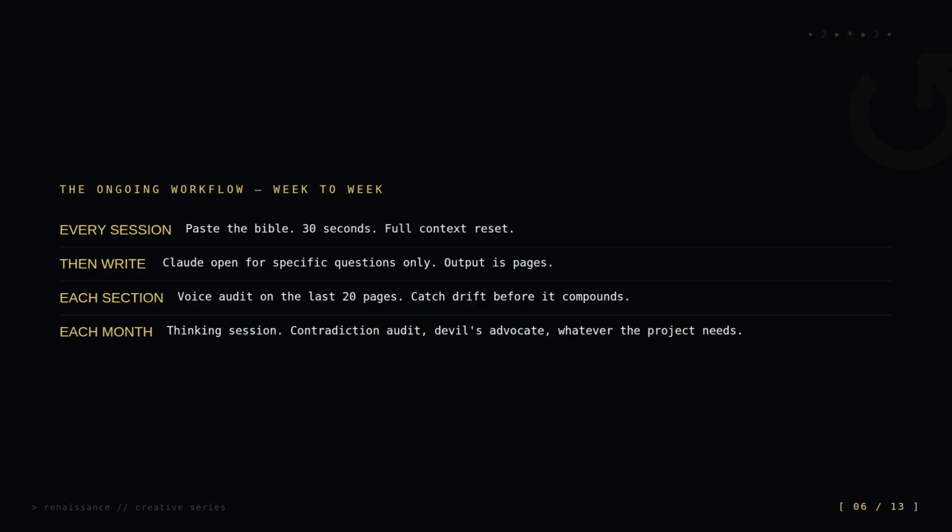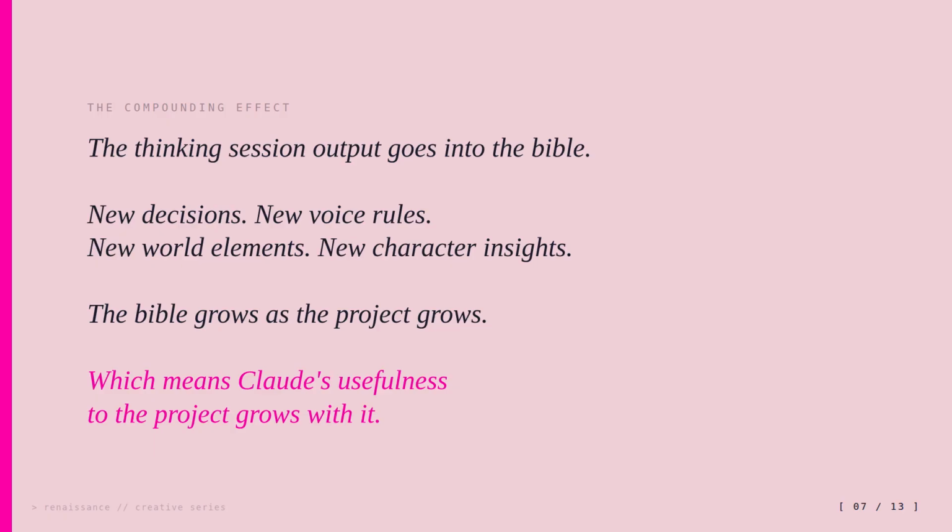Not because I don't trust myself, but because drift is cumulative and invisible from inside. The audit catches it early. Every month, or whenever I hit a decision point I can't see my way through, I run a thinking session. This might be the character contradiction audit on a protagonist who's behaving unexpectedly. It might be the devil's advocate on a structural choice I'm not certain about. It might be a fresh world stress test on new world elements I've added since the last one.